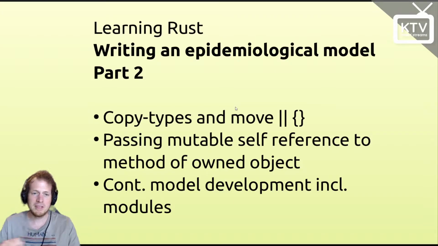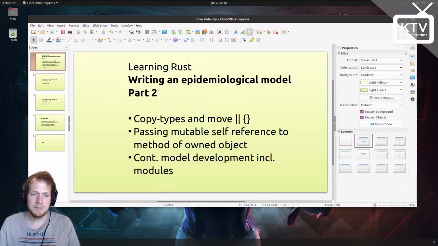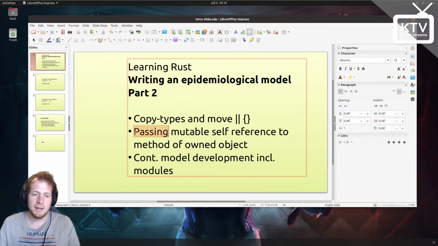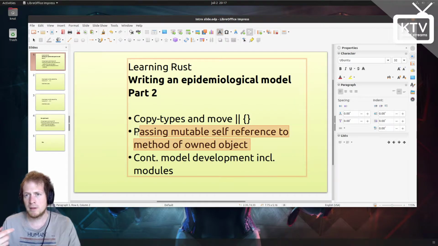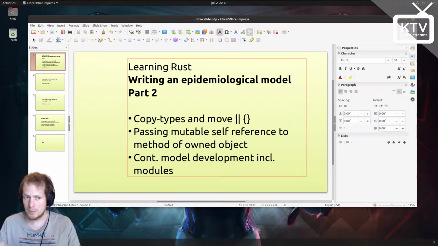But first, let's clear out one thing from the first stream, one thing that made me wonder in the previous stream. Oh, by the way, this thing that I mentioned about simulation and the person object, it was a very good title for one of these Stack Overflow posts: "Passing mutable self-reference to method of owned object." This feels like the proper way to describe the problem that we had. But let's start with the beginning.